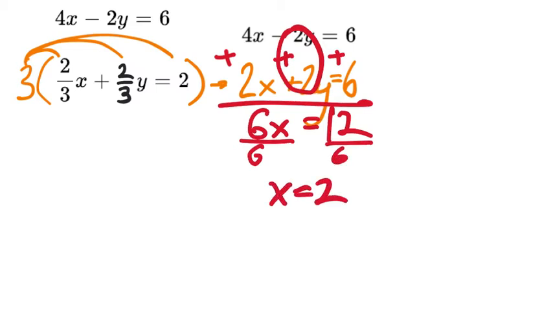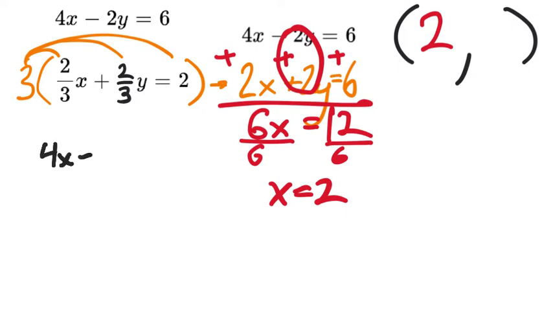So there's my x value in the ordered pair. X equals 2. I just need the corresponding y value, and it doesn't matter which of the two equations I choose. I'm going to avoid the fractions though, so I'm going to go with the top one. Let's make this 4x minus 2y equals 6. I think the x value is 2, so I'll replace the x with 2.